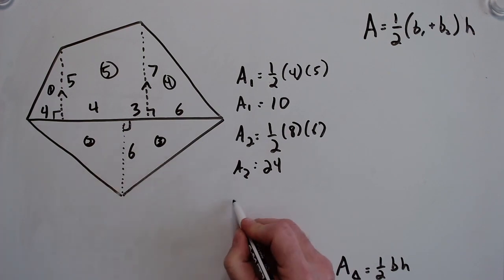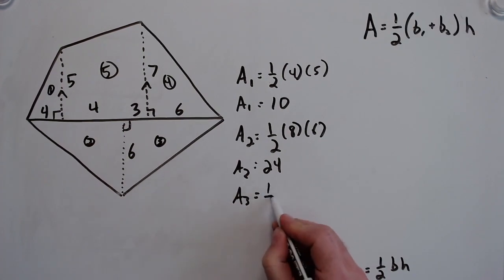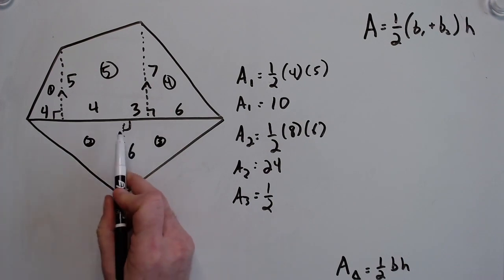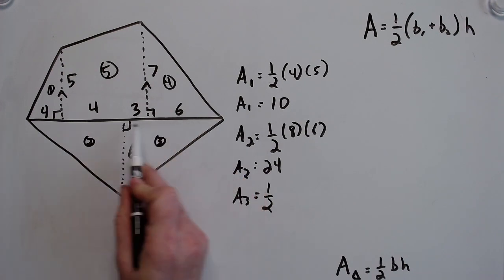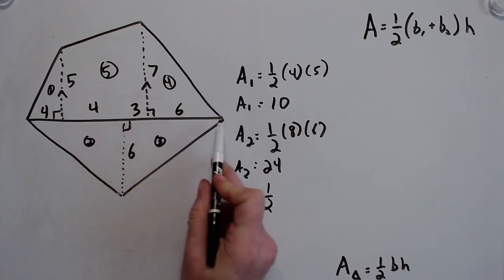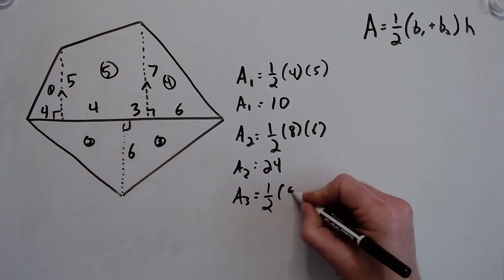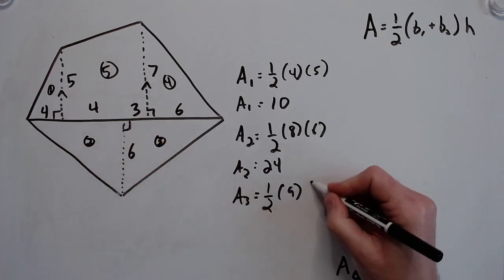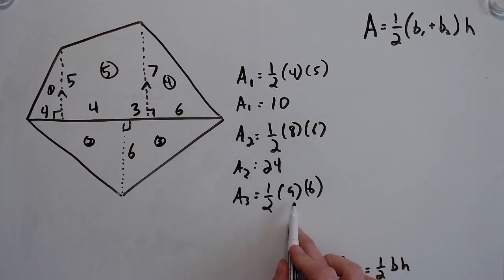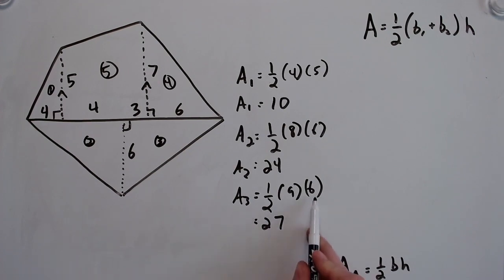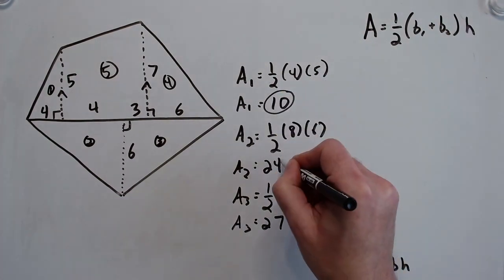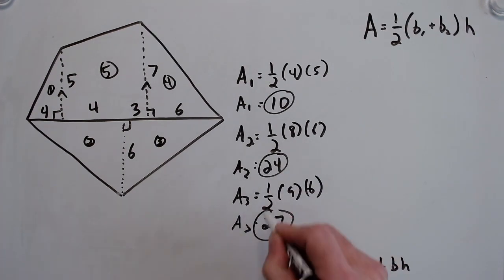Let's go to 3 over here. 1/2 the base. The base is going to be this dimension here. So 3 and 6 together would be 9, and the height is 6. 6 times 9 is 54. That's 30. 27. I can do math. 27, because 1/2 of 6 is 3, and 3 times 9 is 27. So area 3 is 27. So we've got this one so far, this one so far, and this one so far.